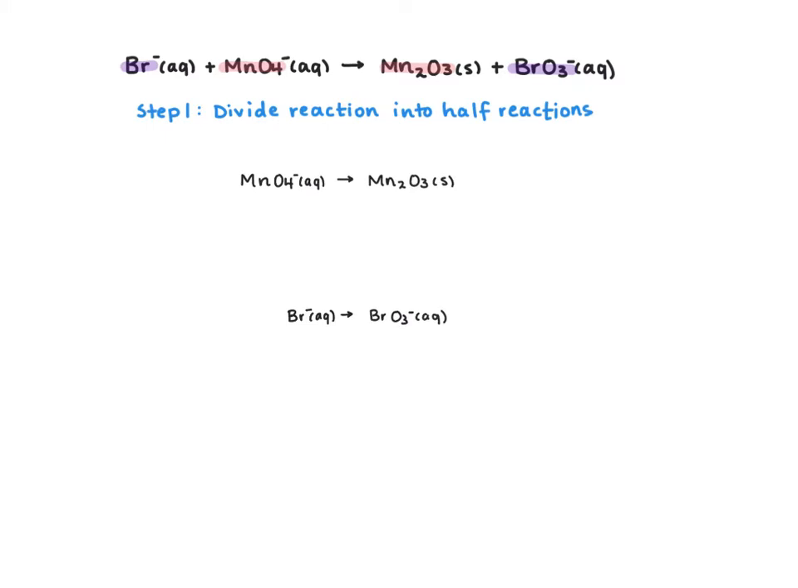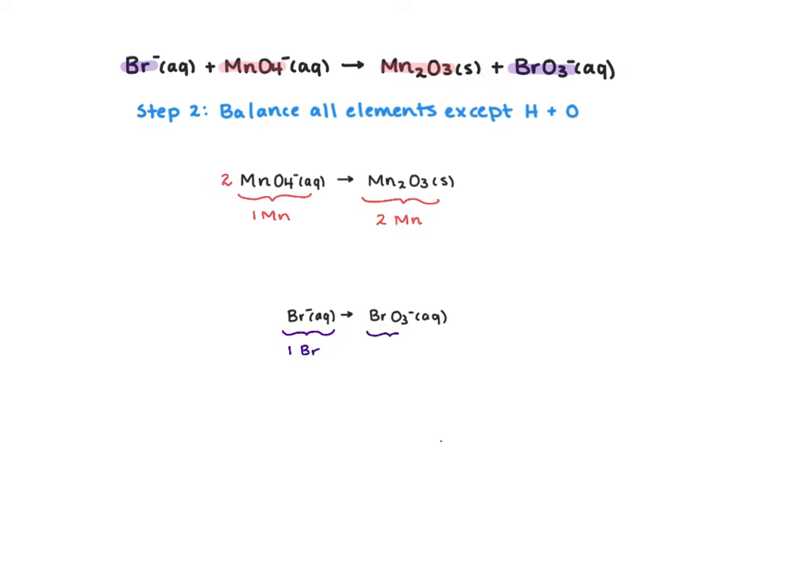Okay, step 1 complete. So our next step is going to be to balance any elements except for hydrogen and oxygen in our half reaction. In our manganese half reaction, we have 1 manganese in our reactants, and we have 2 manganese in our product. So we're going to put a 2 in front of permanganate to balance out our manganese. In our second half reaction, we have 1 bromine in the reactants, and 1 bromine in the products. So no need to put any coefficients to balance bromine.